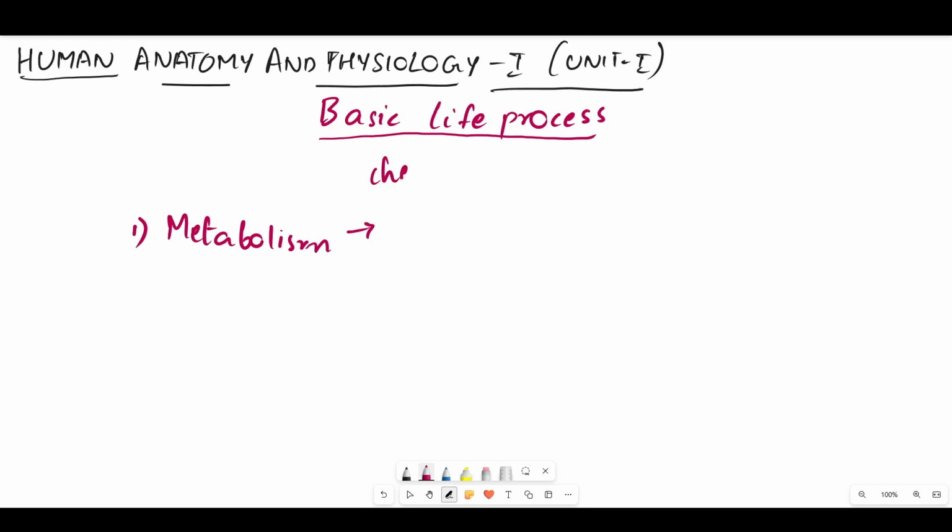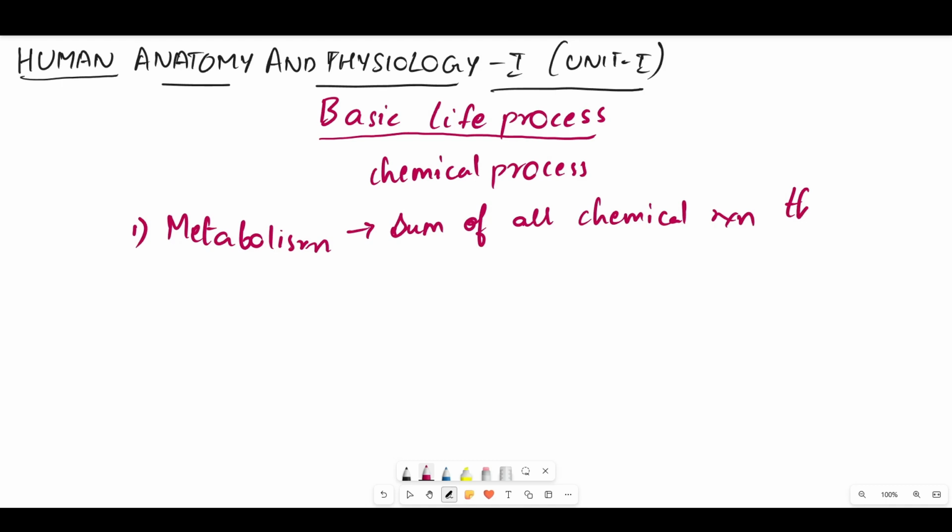Metabolism is a chemical process. It is defined as the sum of all the chemical activities, or the sum of all the chemical reactions that occur in a body. In metabolism, the body generally converts food material into energy.